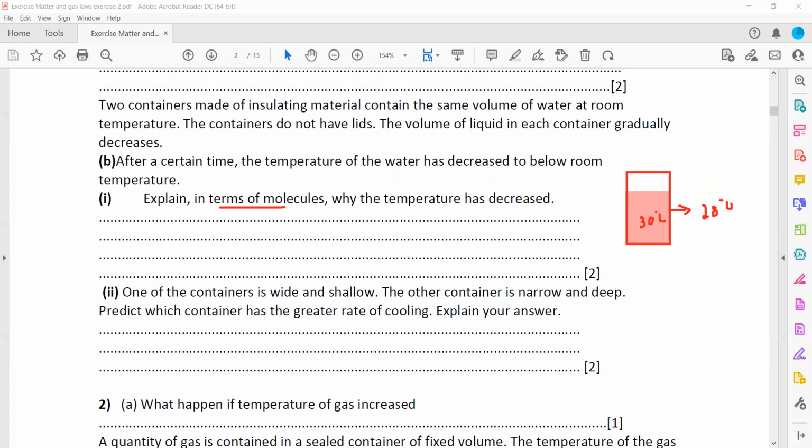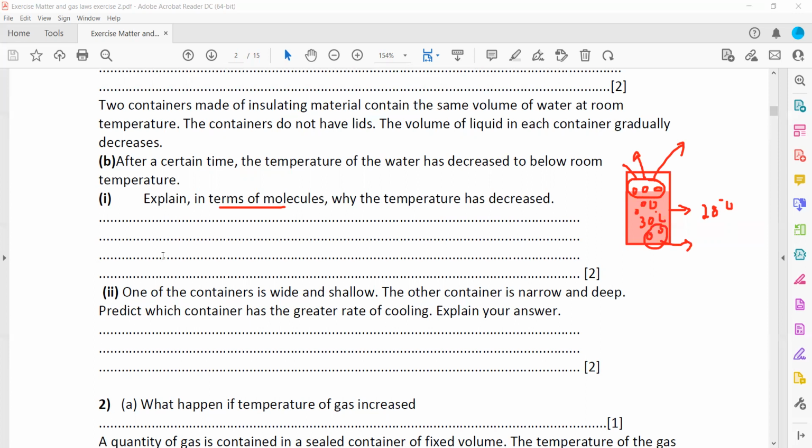So mainly what happens, the most energetic molecules at the surface of a liquid will escape. There are molecules at the surface and molecules under the surface, but the most energetic molecules, which gain energy from the surroundings, escape, and the molecules which are left behind will have low energy. That's why the liquid temperature will decrease.